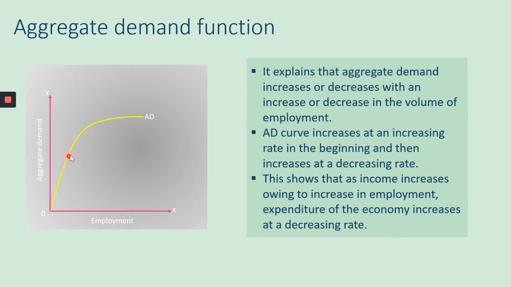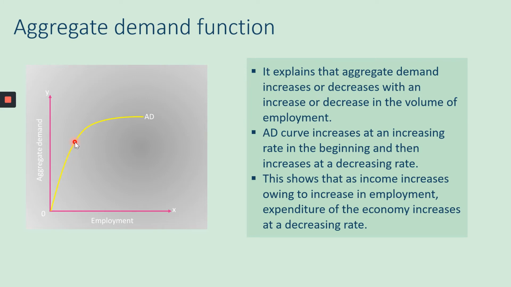When does the aggregate demand increase? As the level of employment increases. So at 0 level of employment, aggregate demand is also 0. It starts from the point 0. Now it is moving. So in case I mark 1 unit on the x-axis, on the y-axis is also 1 unit. So as the employment increases, the aggregate demand also increases.